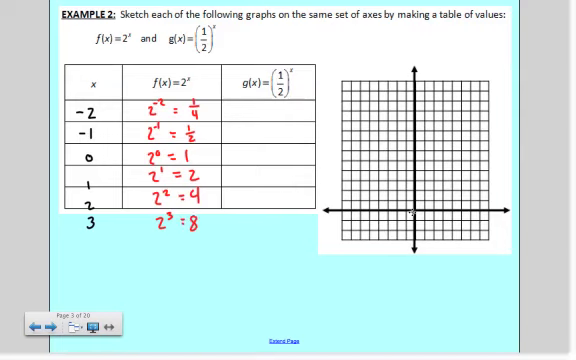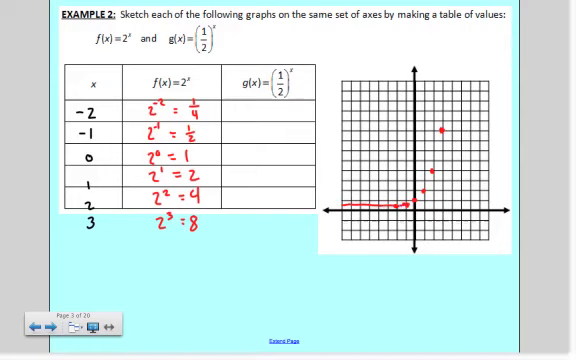Let's pay attention to what you just did. When x is -2, the y value is 1/4, so that's really close to the axis, right there. When x is -1, the y value is 1/2. When x is 0, the y value is 1. When x is 1, the y value is 2. When x is 2, the y value is 4. And when x is 3, the y value is 8. So you can see the points, and we're going to try to sketch it.